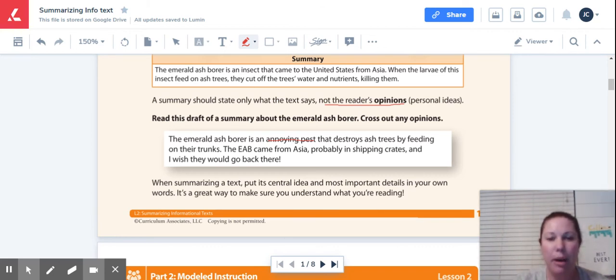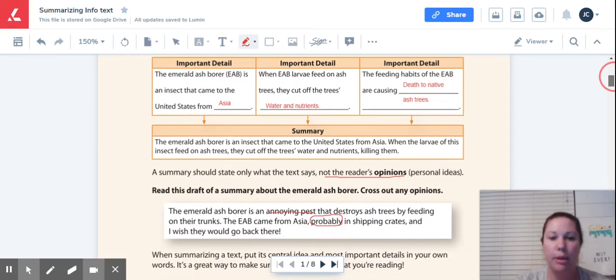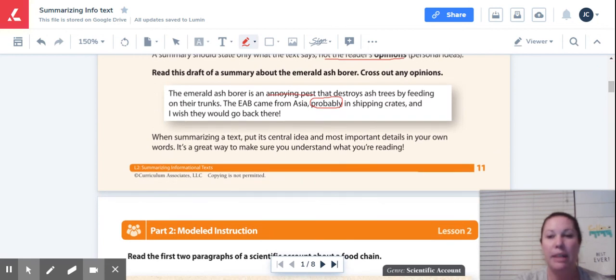I'm not going to cross this out, but I probably wouldn't put probably because it did specifically say in here shipping crates. International shipping crates right here. So I would not put the word probably, but that's not an opinion. That's just something that I would not put in there. But let's look. Is there another opinion?